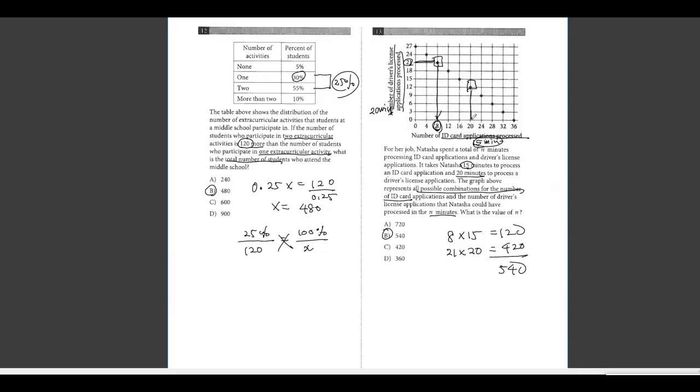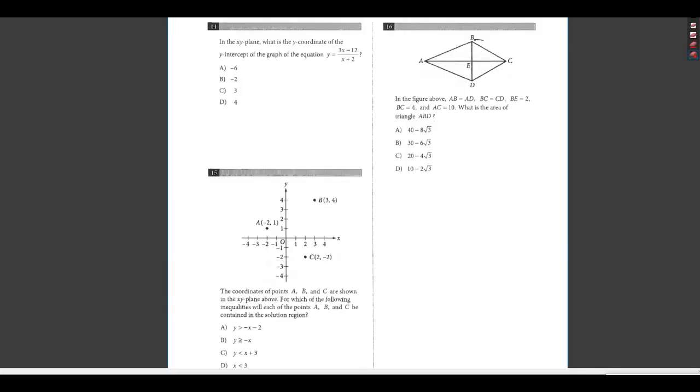If you take this other point, 20 ID cards at 15 minutes each is 300. The other side is 12 licenses times 20 minutes, which is 240. It's still 540. When you choose any point, it gives the same number of minutes. Choice B is the answer.